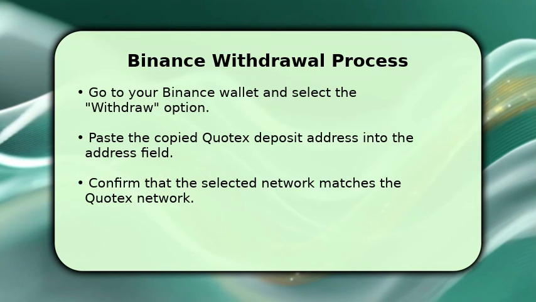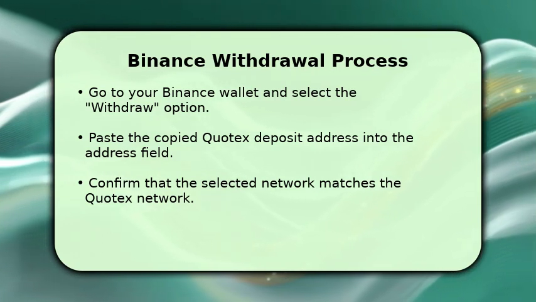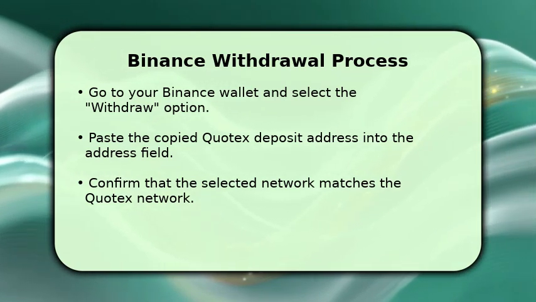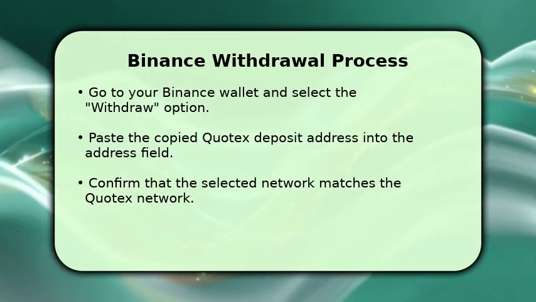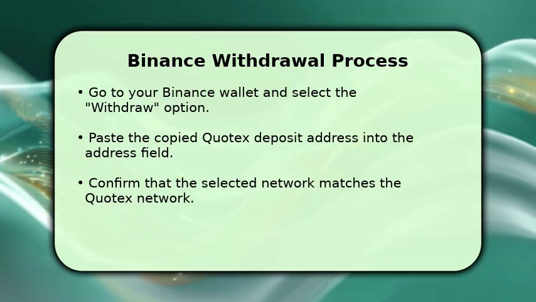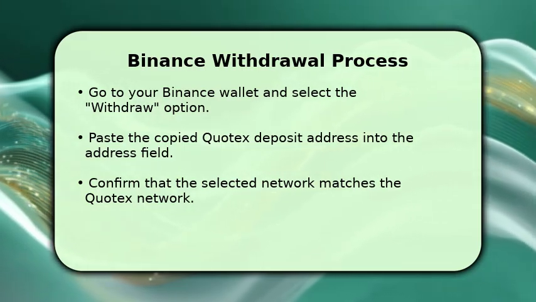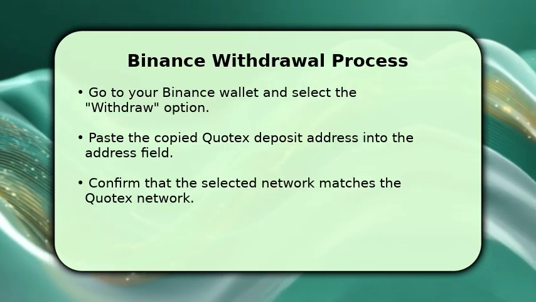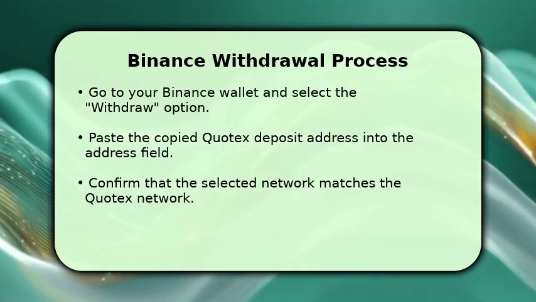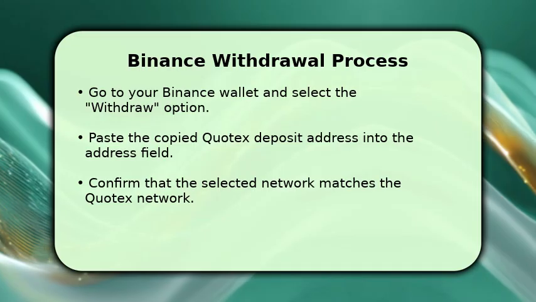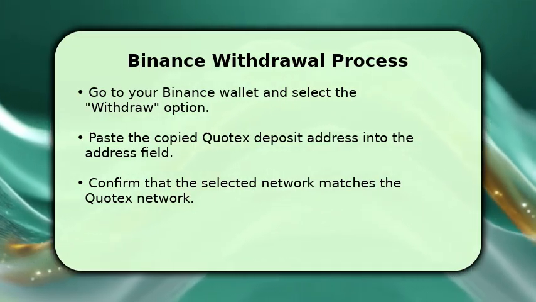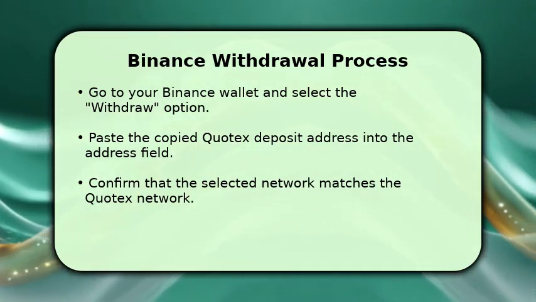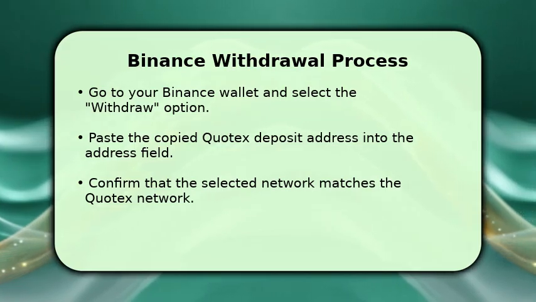Now, switch over to your Binance account and locate your wallet. Select the withdraw option. Paste the Quotex deposit address you just copied into the designated address field. Again, ensure the network you choose on Binance precisely matches the network you selected on Quotex. Enter the exact amount you wish to withdraw. Take a moment to thoroughly review all the transaction details before proceeding to the next step.